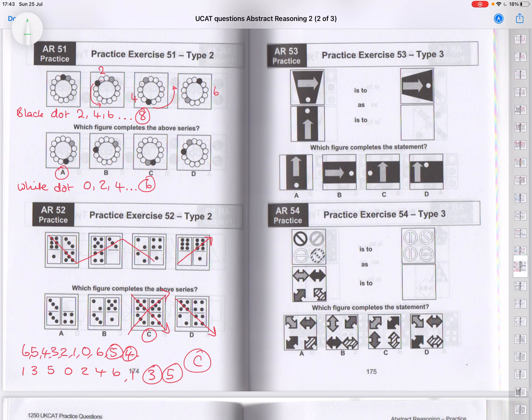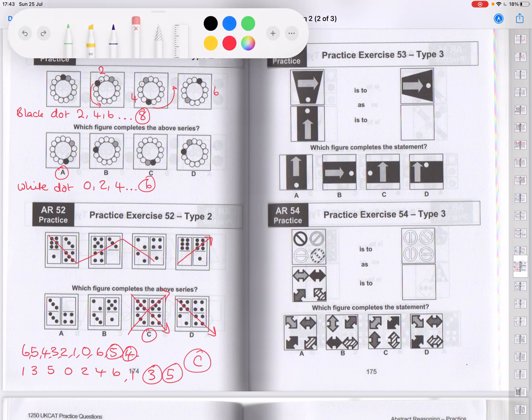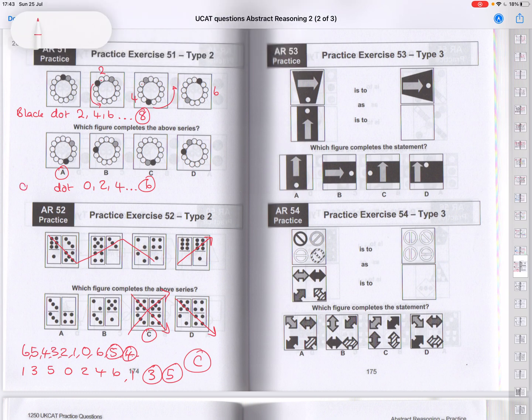And then with this one, the black dot is moving 2, 4, 6 places. So the one that's missing is the black dot moving 8 places from its original location. The white dot is moving 0, 2, 4. So it's going to move 6 places from its original location. So it's just about drawing a black dot 8 places from the starting point and a grey dot. I said a white dot, I meant a grey dot. The grey dot moves 0, 2, 4 and 6 places.